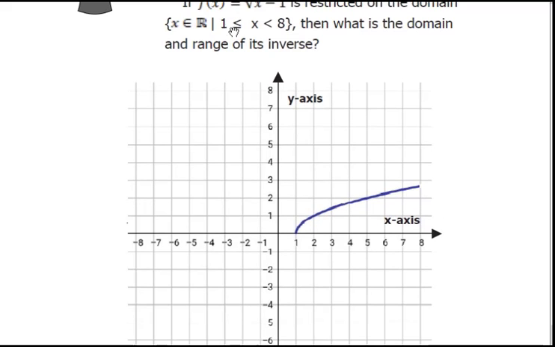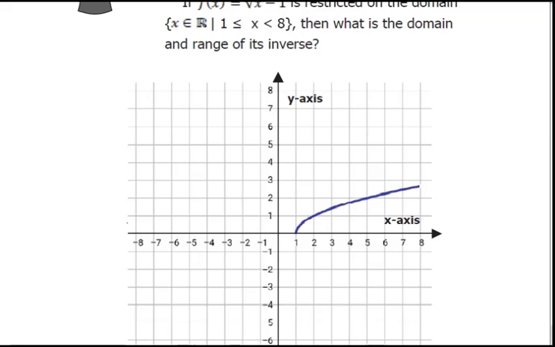We have here the domain is from 1, which is included, up to 8. We have an open interval here at 8, and a closed interval at 1. The endpoint is 8 here, but 8 is not included. So this is just part of the graph. So what is the domain and the range of its inverse?